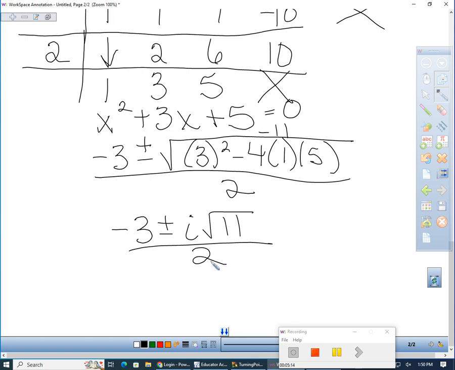So that's 2 solutions there, right? There's a positive and a negative. And then we also had plus and minus 2. This is all 4 solutions to that polynomial.